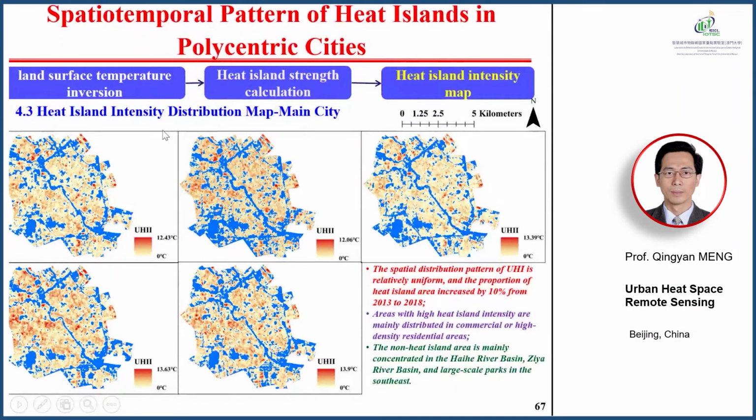You can see this is the heat island intensity distribution map of the main city. The spatial distribution pattern of the urban heat island is relatively uniform, and the proportion of the heat island area increased by 10% from 2013 to 2018. The areas with high heat island intensity are mainly distributed in the commercial and high density residential areas, and the non-heat island area is mainly located in the Haihe River basin and the Ziya River basin, and the large-scale parks in the southeast.